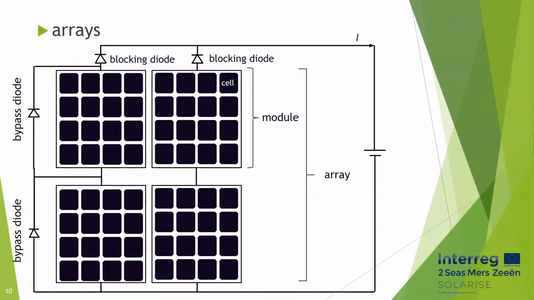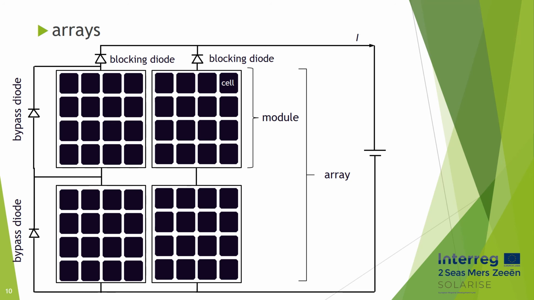PV cells form PV modules and PV modules form solar arrays. Types of module connections are decided considering the input voltage level and the current level of the unit which will be connected to the solar arrays. Diodes are used in PV module connections. Cells generate current directly proportional to light reaching the surface of the cell.